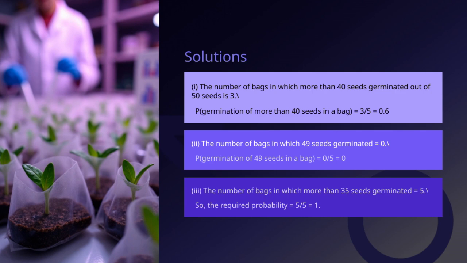Next, we look at the number of bags where exactly 49 seeds germinated. That count is 0. So, the probability of germination of more than 40 seeds in a bag is calculated as 3 divided by 5, which equals 0.6. Finally, the number of bags where more than 40 seeds germinated out of 50 seeds is 3. These calculations help us understand the distribution and likelihoods of seed germination across the different bags, which ties into our overall theme of analyzing probabilities in biological experiments.